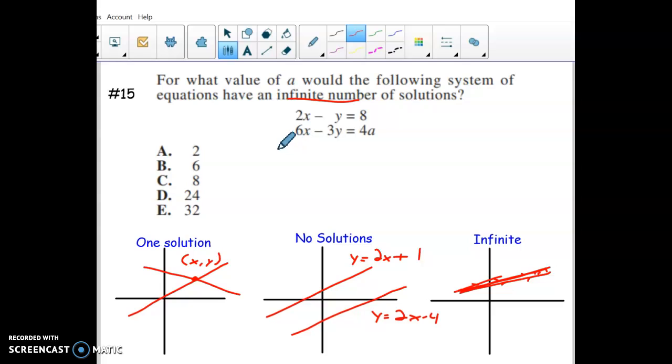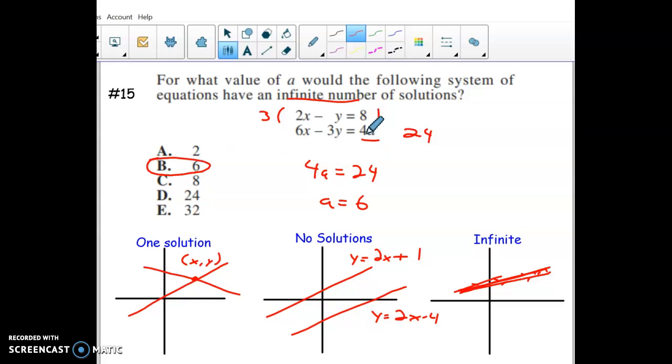Okay, so what you got to realize here is that the x's and y's would match and make them the same equation if you took this equation times, let's see, times 3. That would give us 6x and negative 3y. Right, then they would be the exact same equation. Which means we'd also have to take this 8 times 3, which would be 24, meaning we want this thing to be 24. So we want 4 times a to be 24. And then if you divide by 4, you figure out that you want a to be 6.